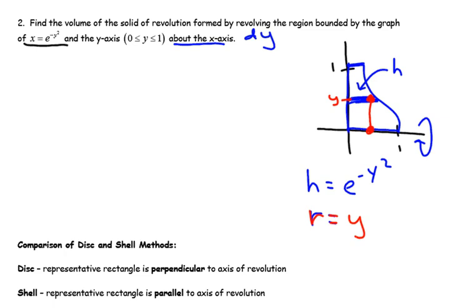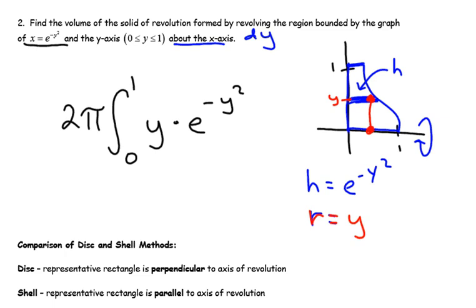Bring that together, and we get 2 pi times the integral. Since this is with respect to y, we want to use the y values, so 0 to 1. It wouldn't matter anyway, but that's okay. And then the radius, y, times the height, e to the negative y squared. And that is my answer.